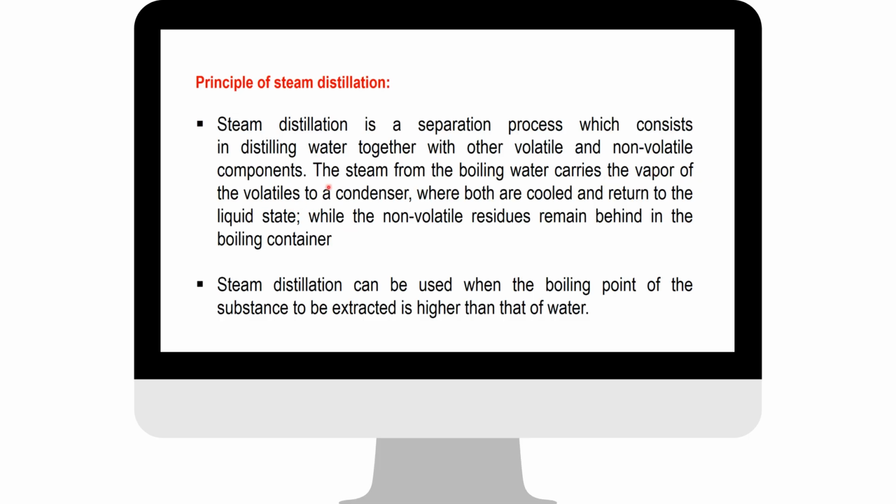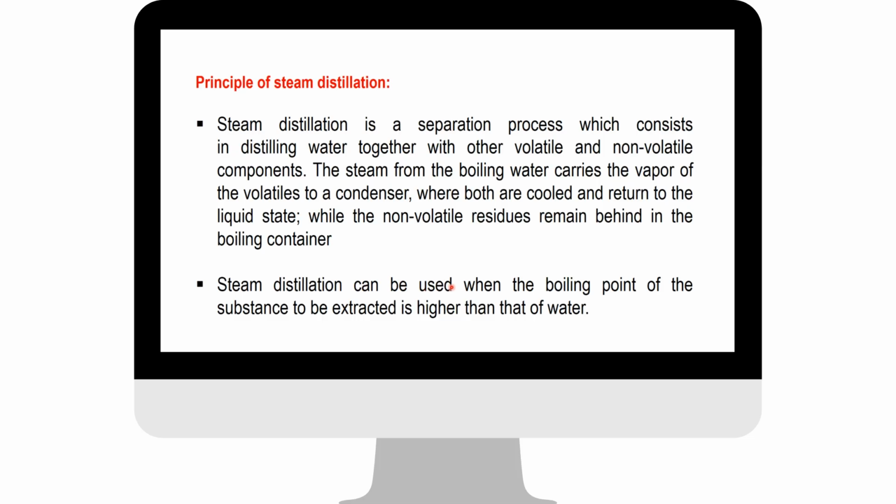After reaching the condenser, they cool and return to the liquid state. So the condenser has the property to condense vapor and convert it to the liquid state, while the non-volatile residue remains behind in the boiling container. So non-volatile components will not go inside the condenser; they will remain inside the boiling container, right? So this is the principle of steam distillation, and we will see how it operates in the coming slide. Steam distillation can be used when the boiling point of the substance to be extracted is higher than that of water.